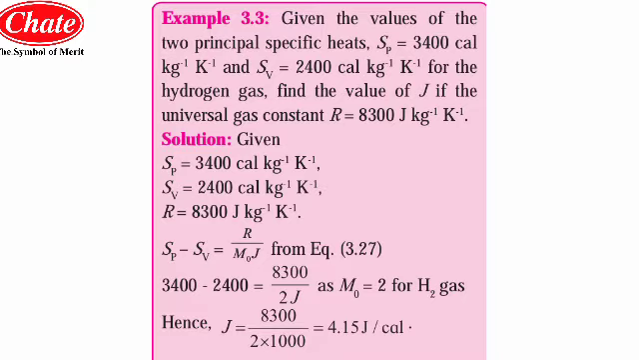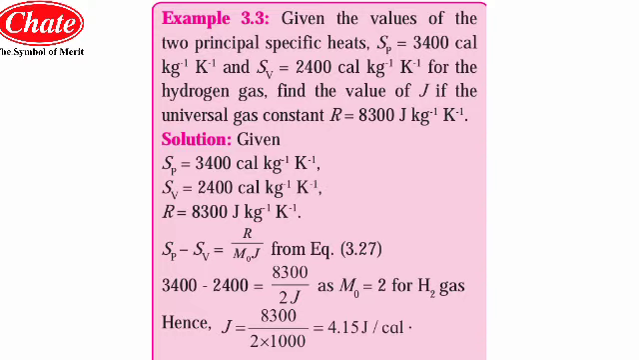So the formula we have to use is Sp minus Sv is equal to R by m0 into J. Now m0 is the molar mass of the gas, and for hydrogen, that is H2, it is 2. So we simply put the value of the molar mass: 3400 minus 2400 is equal to 8300 upon 2J, where 2 is the value of m0, the molar mass of the gas, into J.